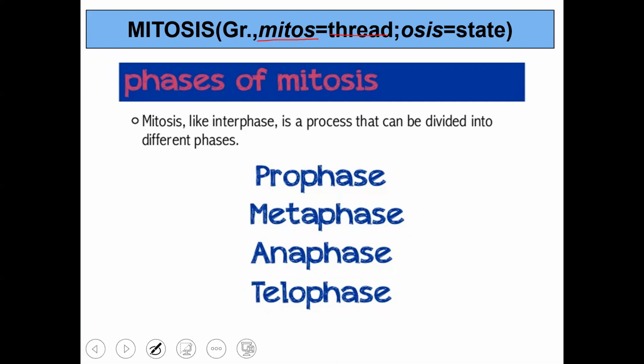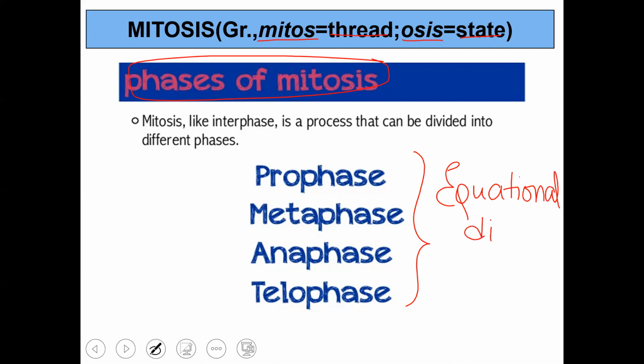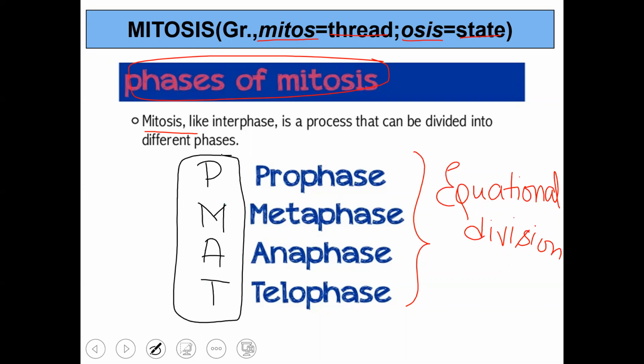Mitosis: mitos means thread, osis means state. Mitosis is also called equational division. Just as we know interphase is divided into three substages, G1 phase, S phase, and G2 phase, even mitosis is divided into four important phases, that is PMAT, as I told you: prophase, metaphase, anaphase, and telophase, which are the important stages of mitotic division. Why it is called equational division and what events take place in mitosis is what we will learn in the coming sessions.